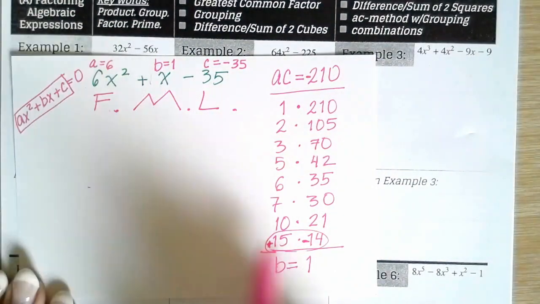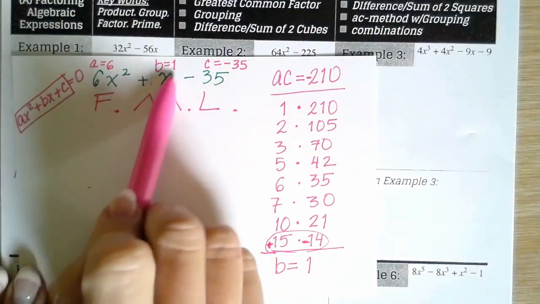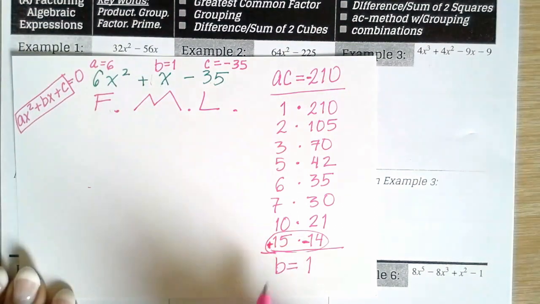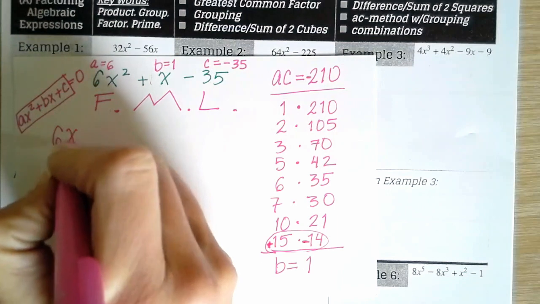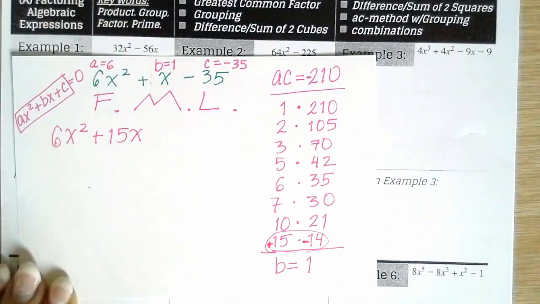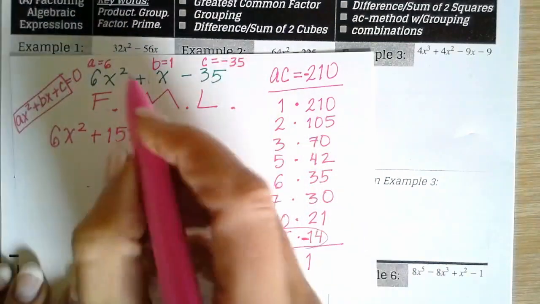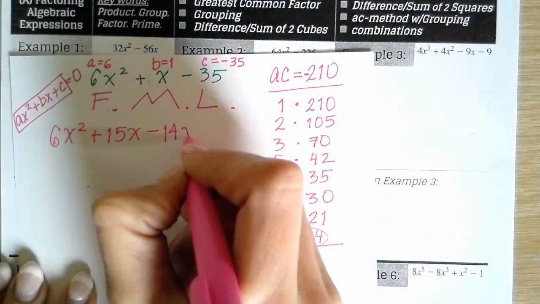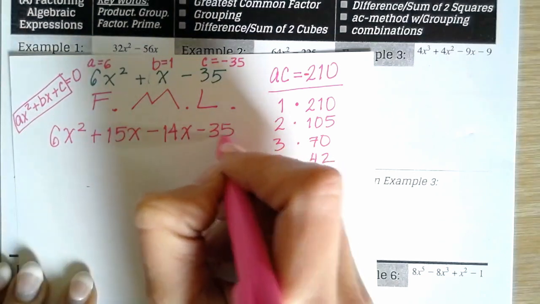If this is x to the first power, these are going to be x to the first power. If this is x to the 10th power, these are going to be x to the 10th power. It'll match. So I write 6x squared plus 15x. No, I should have put 14 on the side, but whatever. Minus 14x and minus 35.